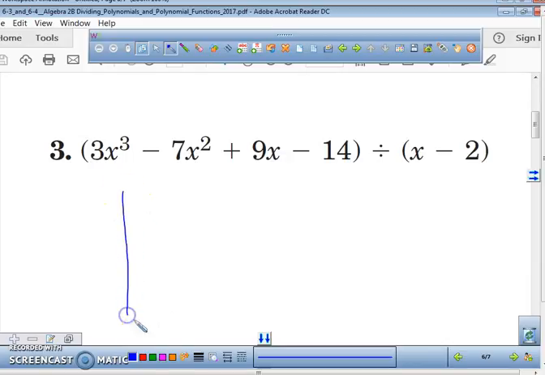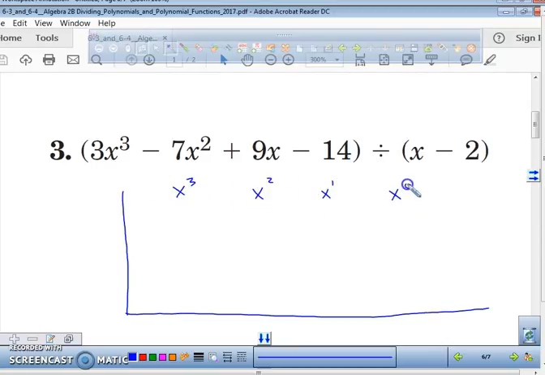Basically, I just make my own L the way I feel like it, all right? And I do the exact same thing. I put x cubed, x squared, x to the first, x to 0. I put the 2 over here. I write the exact same numbers down. For some reason, it just works better for me this way.